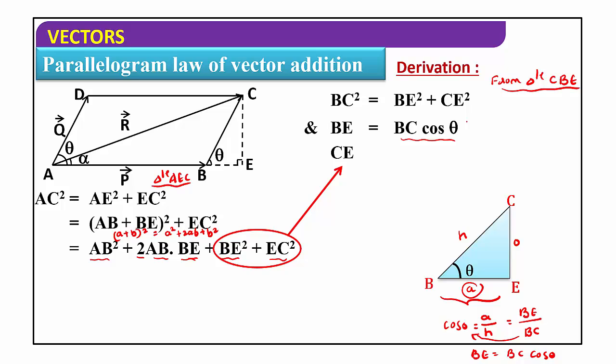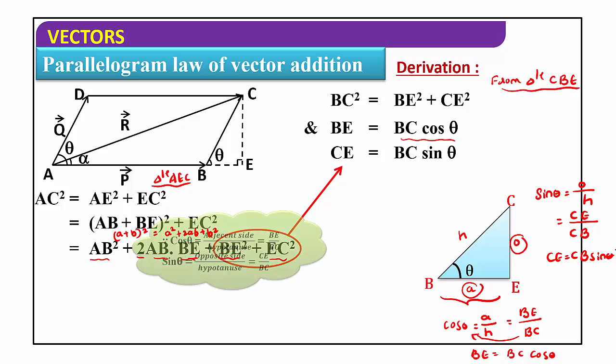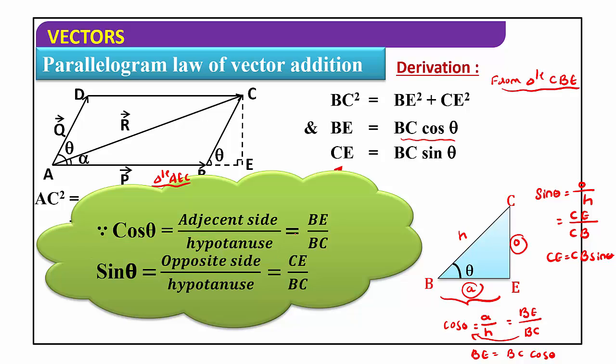Similarly, one more point, CE. CE is the opposite side, so we take the function sin theta. Sin theta equals opposite side divided by hypotenuse. Opposite side is CE, hypotenuse is CB. So we can write CE equal to CB sin theta, or BC sin theta. Now we got the values of BE and CE from this triangle CBE.